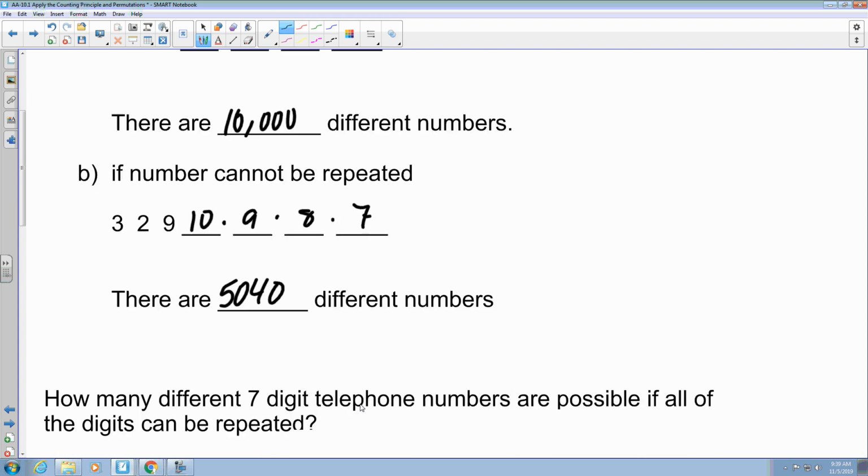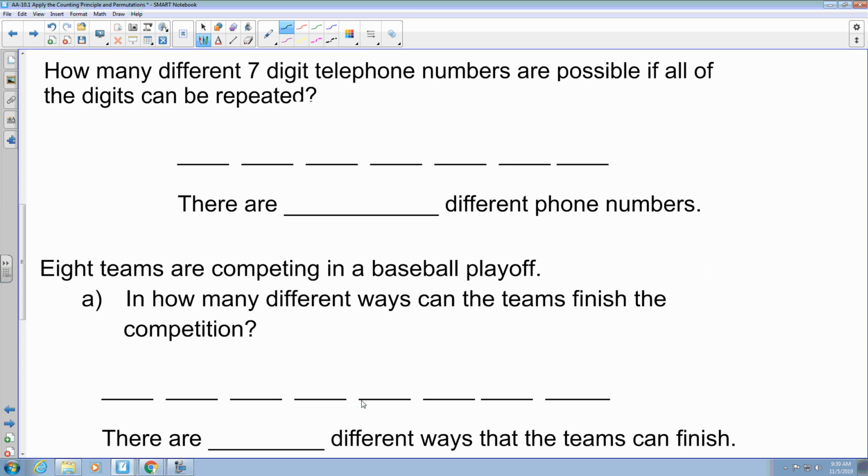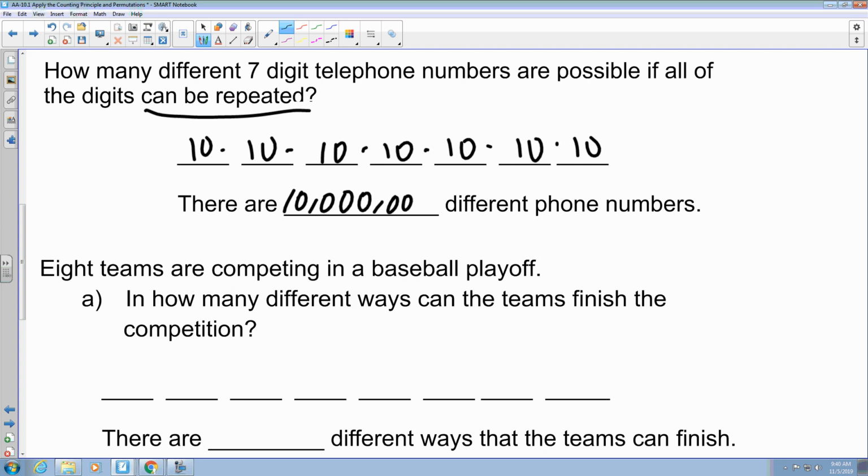So it's definitely predicated on what they're asking you: can there be repeats, or can there not be repeats? Here it says how many different 7-digit numbers are possible if all digits can be repeated. So we have 7 spots, and since there can be repeats, we have the opportunity to have 10 possible outcomes in all 7 spots. Multiply all of them together and you would get 10 million different phone numbers. Okay.